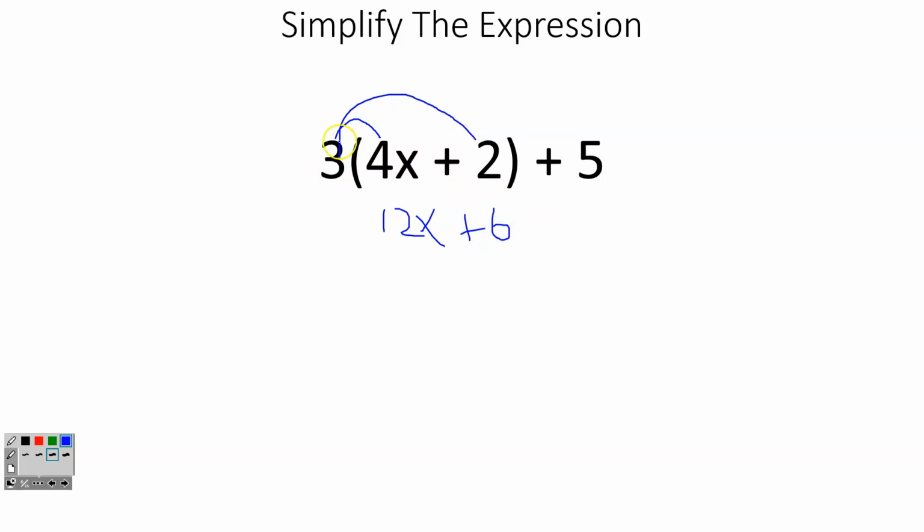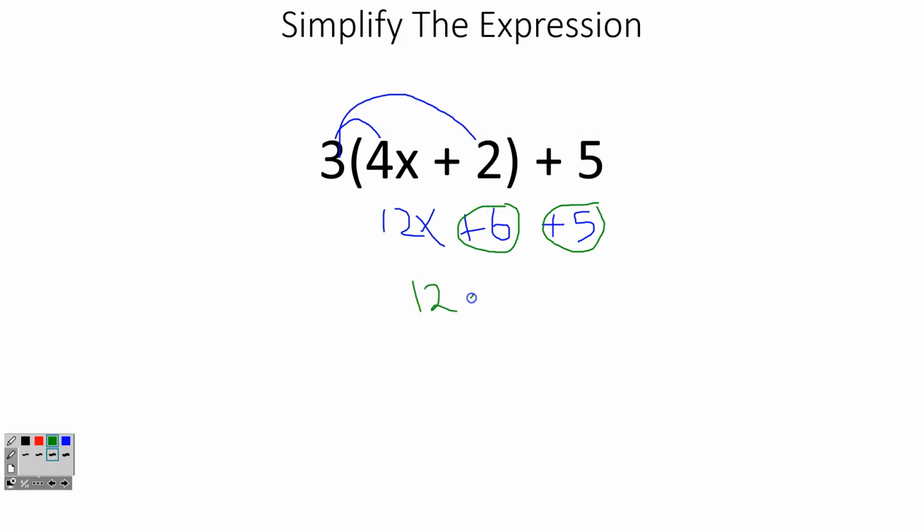I do not distribute that 3 to this 5. You only distribute what's inside my parentheses. So I'm going to bring down this plus 5. Now I have 12x plus 6 plus 5. Now this is not a finished problem yet because I still have something I can combine: this plus 6 and this plus 5.